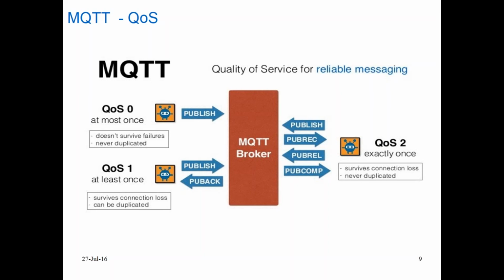And we use QoS 1 to say at least once. It means that there can be duplication of messages. So we use this kind of quality of service to ensure that your messages are delivered for sure. But when you use QoS 1, there should be some kind of mechanism at the application side to handle the duplicate messages.